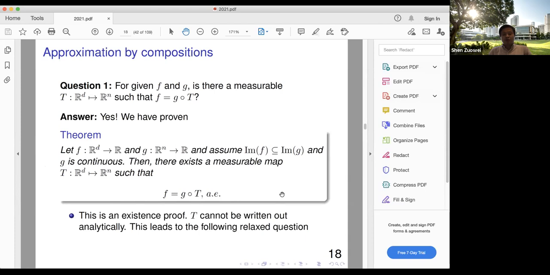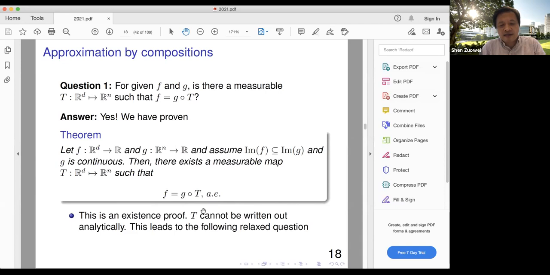Okay, this is good. That means you solve everything. You always have a T. The problem here is that the proof we give is not constructive. It is an existence proof. So we don't have a constructive proof for this T. We have an existence result, that T exists for sure.